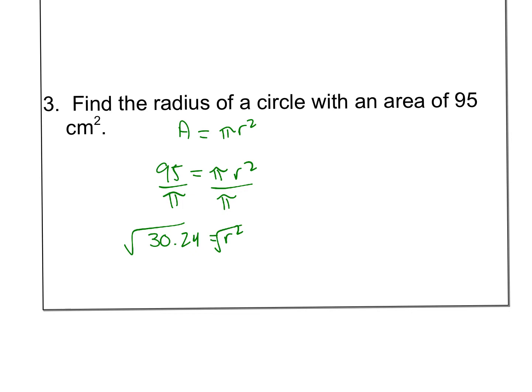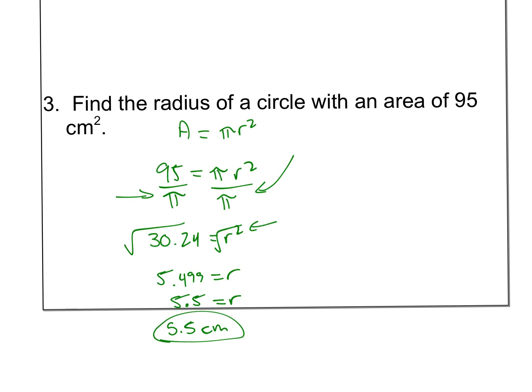So then I square root both sides to solve. So I get that to be 5.499. So let's just call it 5.5. So my radius is 5.5. 5.5 what, you ask? Just 5.5 centimeters. That's all it is. But now look, I divided by pi, and then to get rid of the square, I just take the square root. That's it. That's all I do.